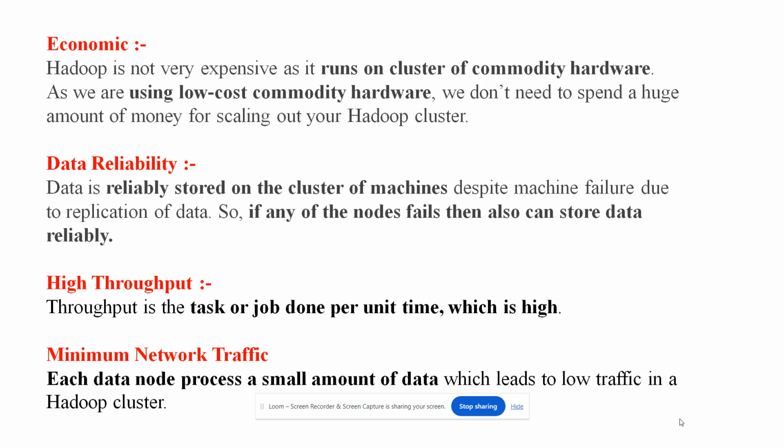Minimum network traffic. As I said, data is stored on each individual node. So when you have a task, the task reaches the node where the data is residing and executes over there. The final result is transferred instead of transferring the whole data. Here the data is very big data, so that's what we have to consider. All this data is not moved in the network, which means traffic is reduced, minimum network traffic over there.